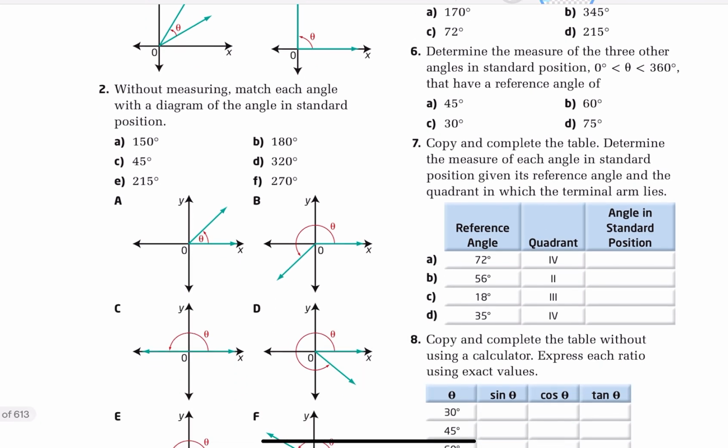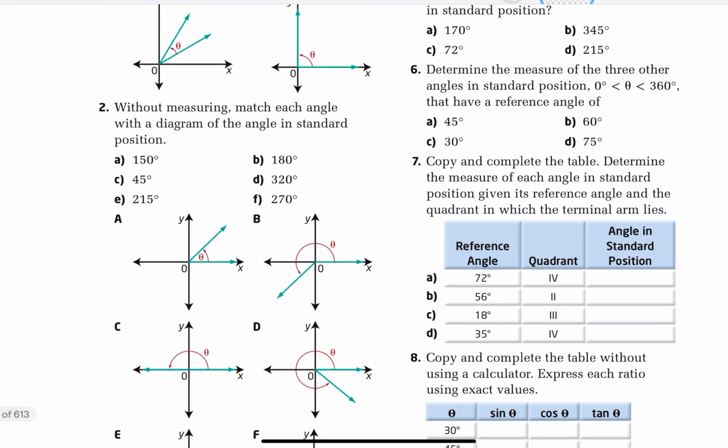Okay, so let's see, determine the measure of the 3 other angles in standard position. This one they are giving you the reference angle and you need to find the original angle. So in this case, for each angle you need to find three other angles beside this one, because each angle can be itself a reference angle, and can also be an original angle. So you need to find the other three. For example, let us do this one.